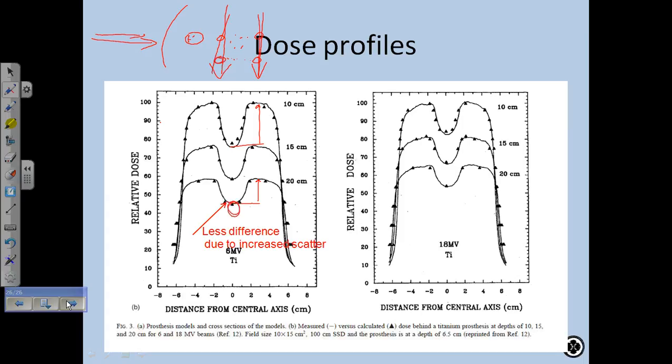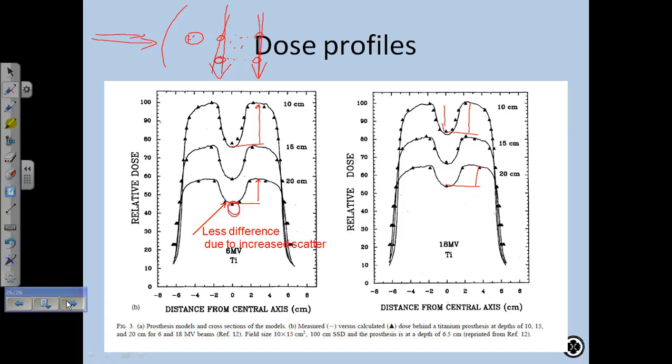Okay, and so for 18 MV, because there's more penetration through the implant, that difference is not as great. So if we look at this versus this, because the 18 MV photons are penetrating more, the difference isn't as great because there's more penetration. Okay.